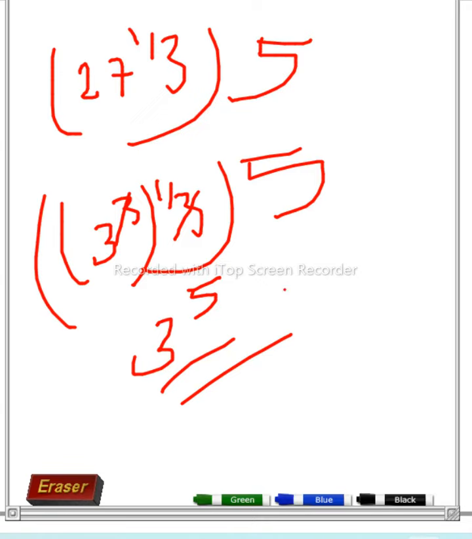3 to the power of 5 means 3 times 3 times 3 times 3 times 3. 3 times 3 is 9, 9 times 3 is 27, 27 times 3 is 81, 81 times 3 is 243. So this is the final answer for this question.